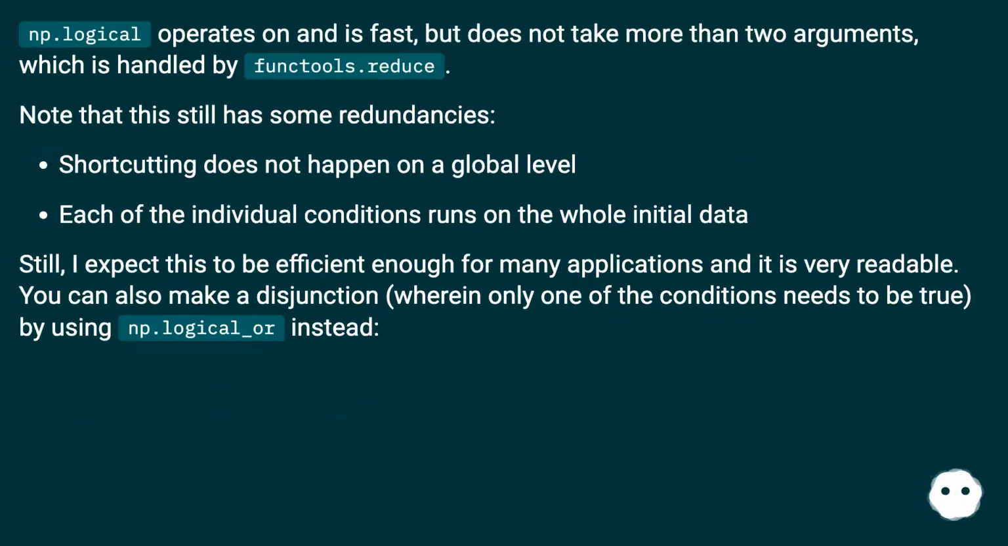np.logical_and operates on two arguments and is fast, but does not take more than 2 arguments, which is handled by functools.reduce. Note that this still has some redundancies. Shortcutting does not happen on a global level. Each of the individual conditions runs on the whole initial data. Still, I expect this to be efficient enough for many applications and it is very readable. You can also make a disjunction, wherein only one of the conditions needs to be true, by using np.logical_or instead.